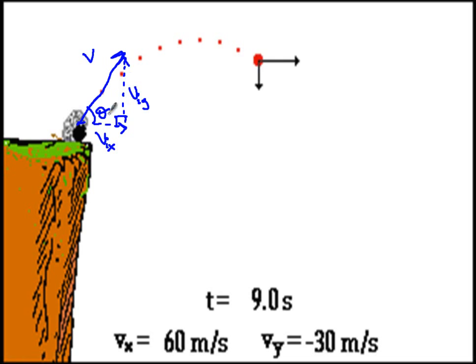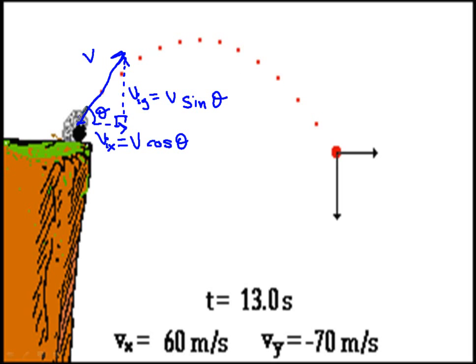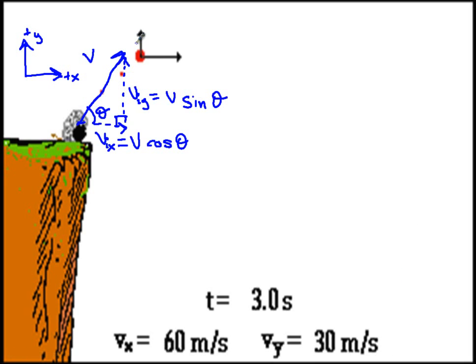So we just use our trig stuff. Vix is going to be equal to whatever our velocity is times the cosine of the angle. And Viy is going to be whatever the velocity is times the sine of the angle. So something launched at an angle is going to have both initial velocity in the y and initial velocity in the x. And we can see, we draw a little coordinate axis in here. This is plus x, plus y. So our initial velocity in the y is going to be positive if we launch up at an angle.